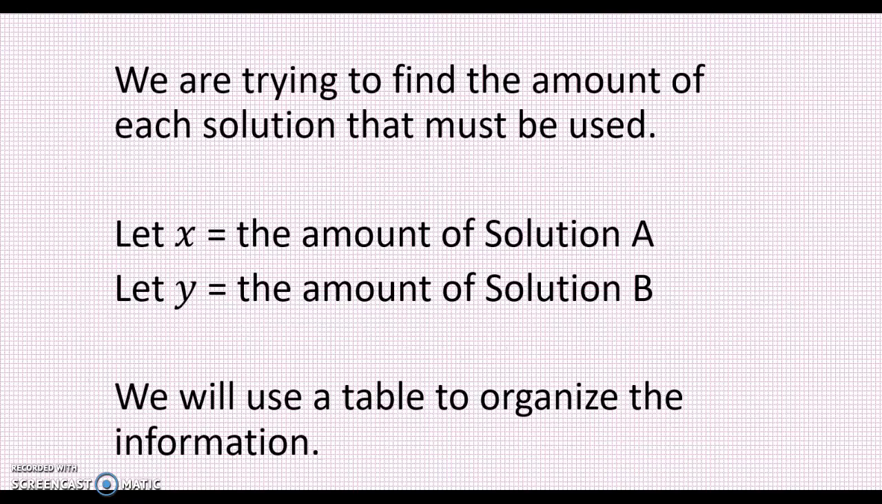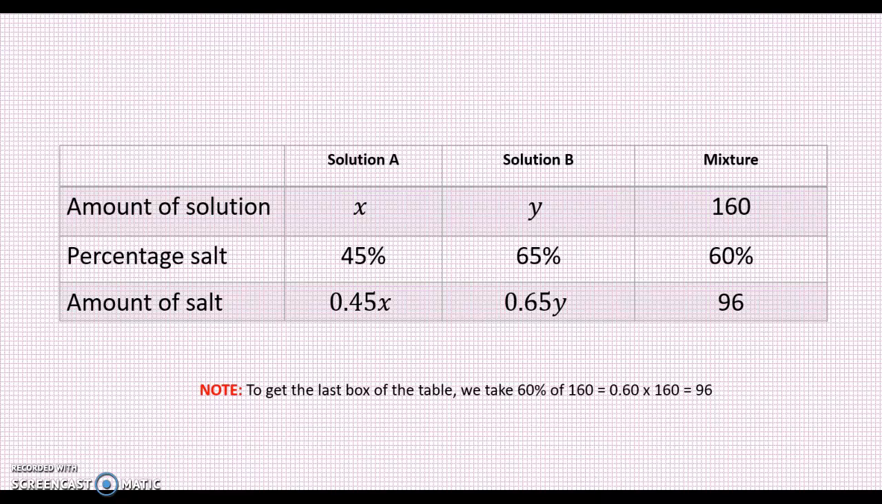So what we're trying to do here is find the amount of each solution that must be used to make up the mixture. We'll let X equal the amount of solution A and let Y equal the amount of solution B. We'll use a table to organize our information. So we'll have our first column with our labels. Then we'll have the next column with the information for solution A.